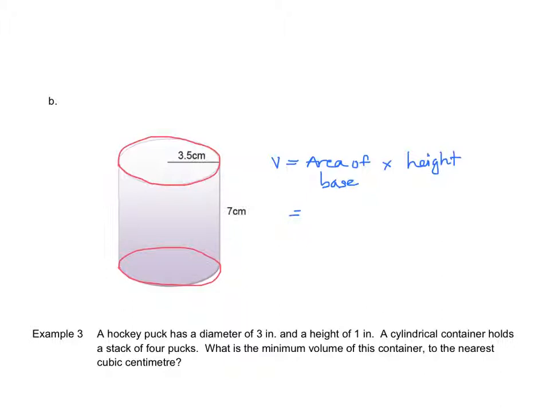So the area of the base here would be the area of the circle, which is pi times r squared, so pi r squared, times height, so times 7. So the volume is 269.39 centimeters cubed.